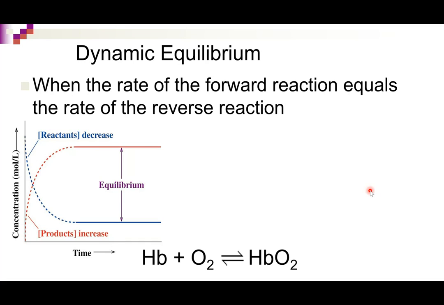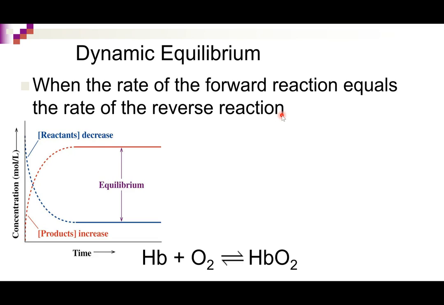All right, so let's explore this idea of a dynamic equilibrium. Equilibrium is when the rate of the forward reaction equals the rate of the reverse reaction. So this reaction is proceeding in two different directions. Some of it's going forward, some of it's going backwards, but the rate is the same.